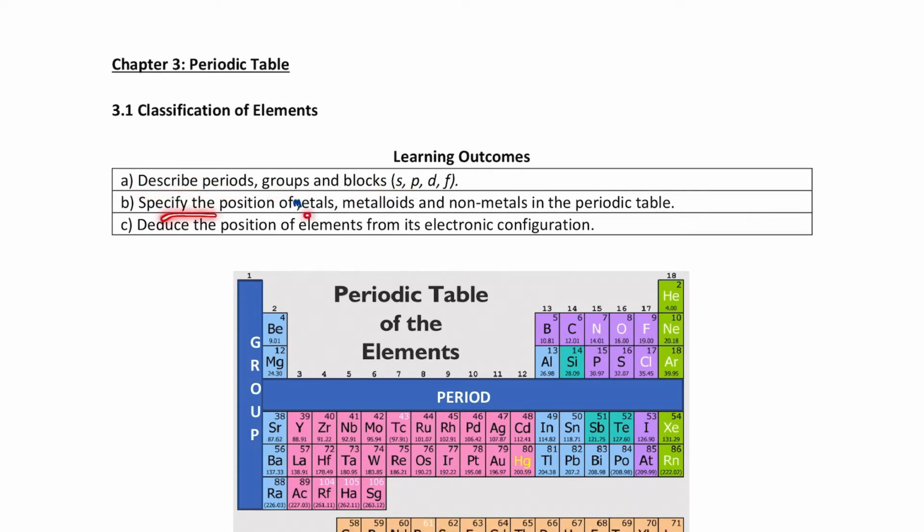Specify the position of metal, metalloid and non-metal in the periodic table. And lastly, you should be able to deduce the position of elements from its electronic configuration. Before this, we have learned how to write electronic configuration in chapter 2. Now, we are going to use this electronic configuration to determine the position of that element in the periodic table.